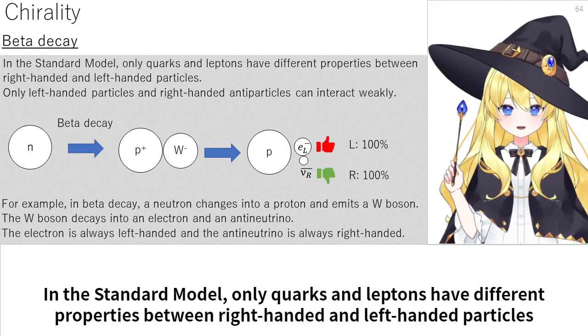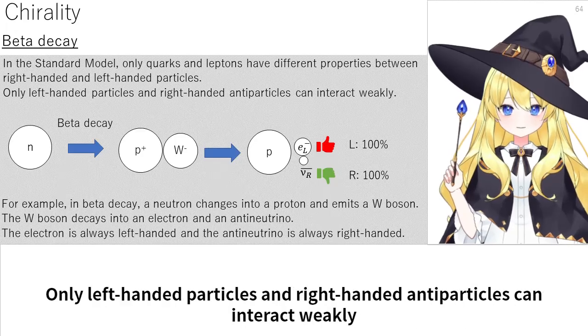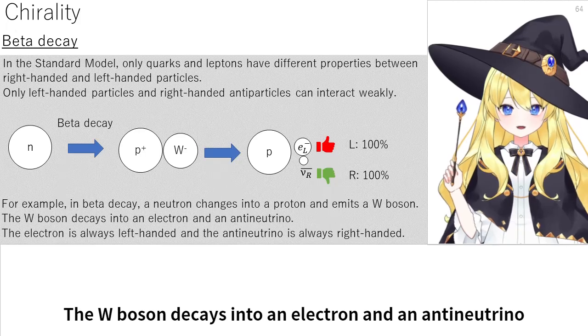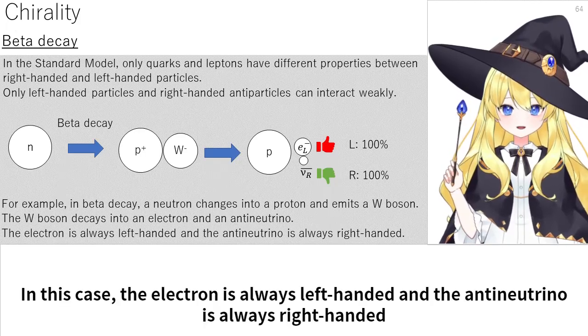In the Standard Model, only quarks and leptons have different properties between right-handed and left-handed particles. Only left-handed particles and right-handed antiparticles can interact weakly. For example, in beta decay, a neutron changes into a proton and emits a W boson. The W boson decays into an electron and an antineutrino. In this case, the electron is always left-handed and the antineutrino is always right-handed.